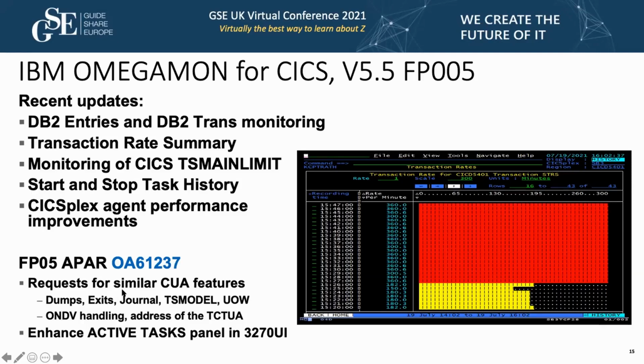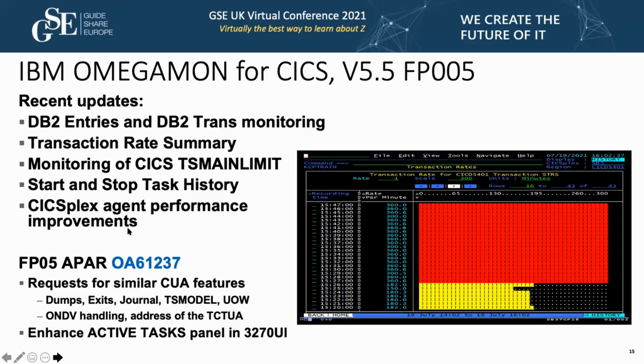We've also honored some requests in the E3270 for features that are similar to things that were available in CUA. Things like some dumps, exits, journals, TS model, unit of work, and a few other things here. And we've enhanced the active tasks panel in E3270 so that you can get a better view of what's going on actively and without having to do as much scrolling.